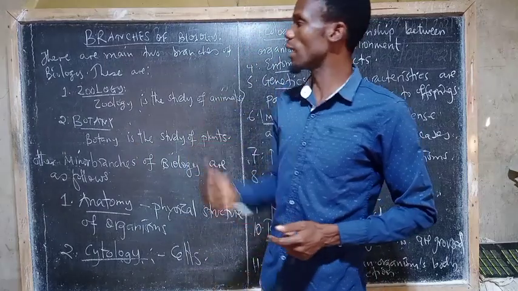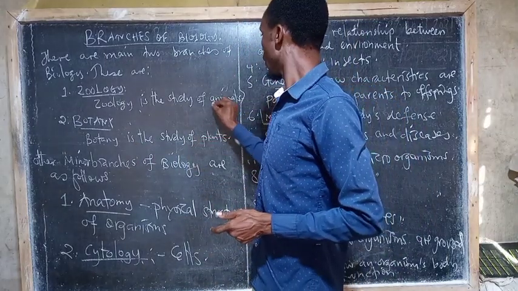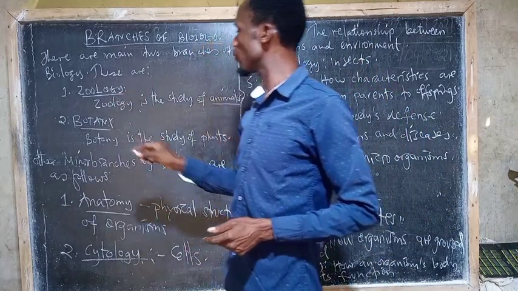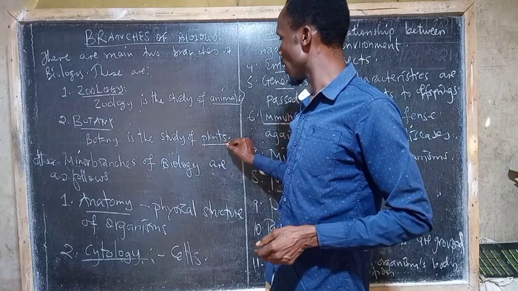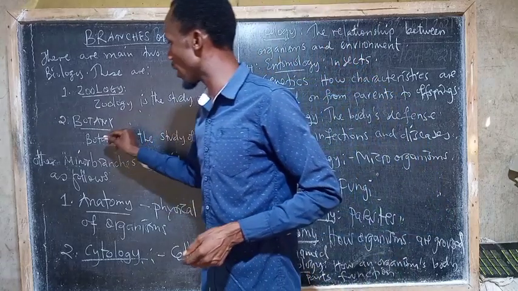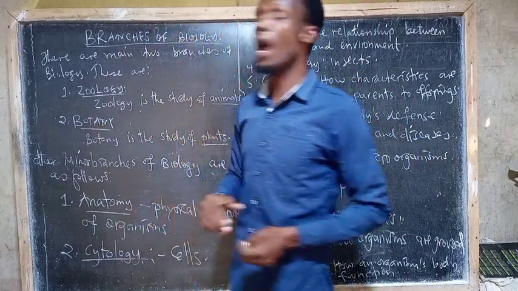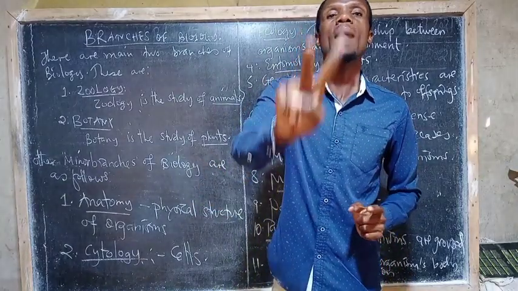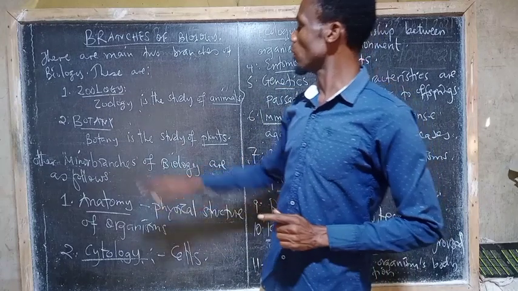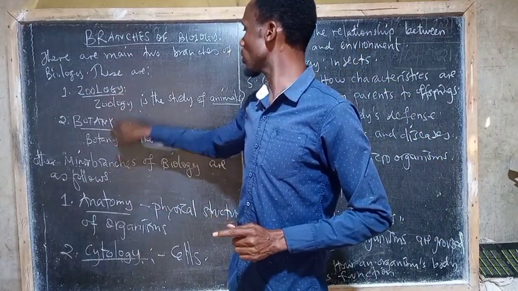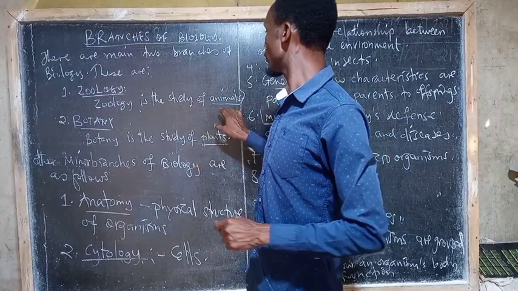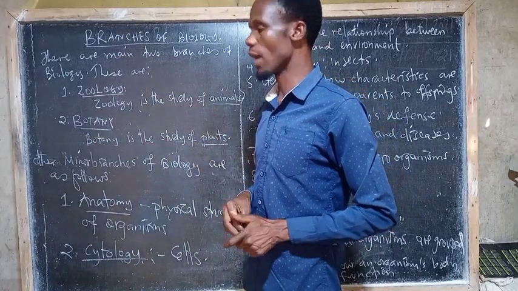So if now we are dealing with animals, we are just talking about the branch of biology which is called zoology. And if now we are just talking about plants, we are discussing the branch of biology which is called botany. So we have two main branches of biology. Tuna matawi makuu mawili ambayo ni zoology na botany. Botany ni kujifunza kuhusiana na mimea na zoology ni kujifunza kuhusiana na wanyama.